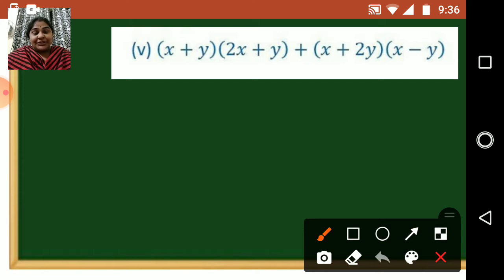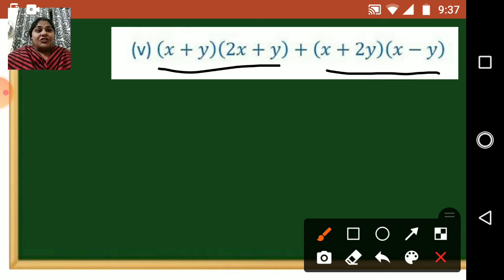So, this is the 5th one, children. Simplify. We have already seen that we first simplify the first expression, then we simplify the second, and then we add or subtract whatever is given. So here, children, you can see this is our first expression, that is bracket x plus y multiplied by bracket 2x plus y, and this is our second expression, that is bracket x plus 2y multiplied by bracket x minus y. So you can see this is a binomial, multiplication of binomial to binomial. So first we will solve each expression one by one, and then we will add them because there is an addition of these two expressions. So let us solve.